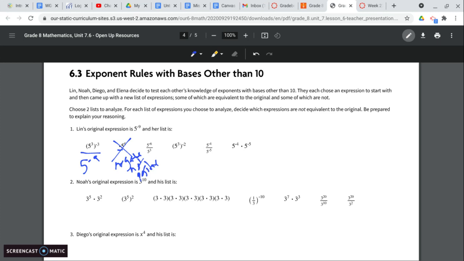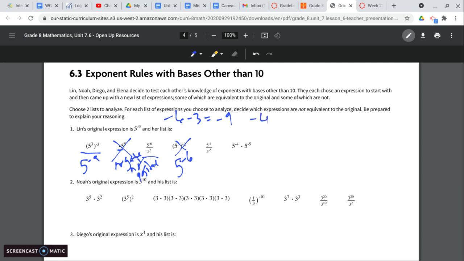All right, next one we have 5 to the negative 6 divided by 5 to the third. Remember, we subtract exponents. So negative 6 minus 3 is going to give us negative 9. So we would end up with 5 to the negative ninth. So this one works. The next one, just like the first, we'd multiply them. That's going to give us 5 to the negative 6. Does that work? Nope.